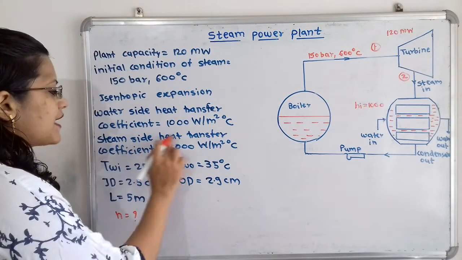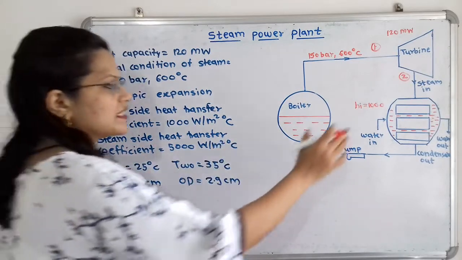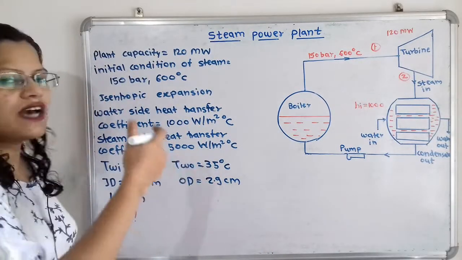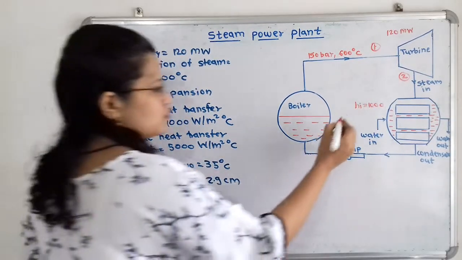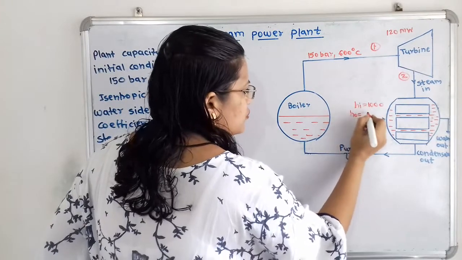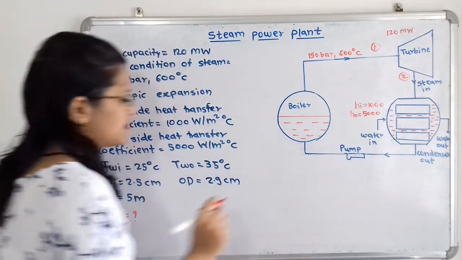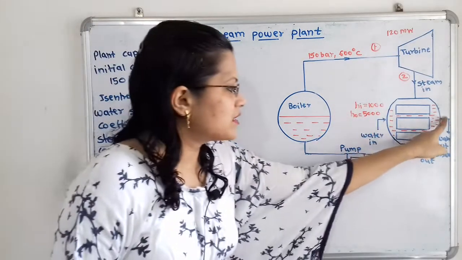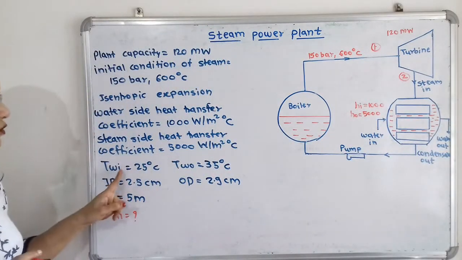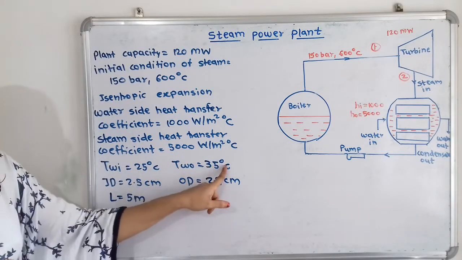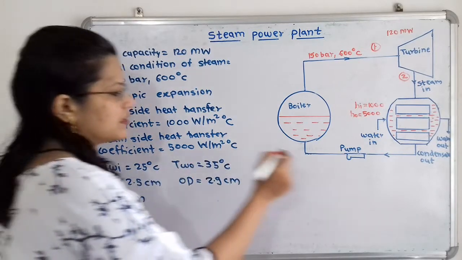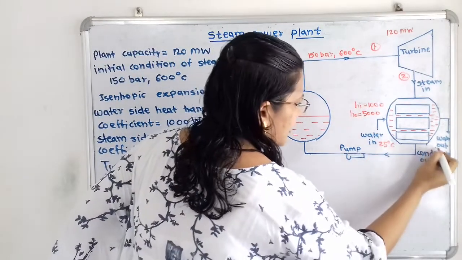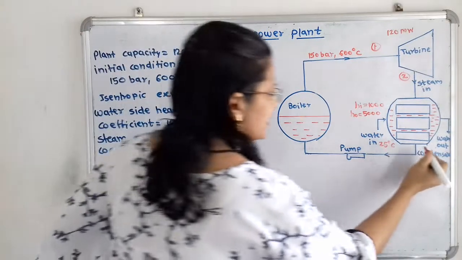And the steam side heat transfer coefficient. Steam is flowing over the tube, so this is the outside heat transfer coefficient. We will say ho. So ho is 5000 watt per meter square degree Celsius. Then the inlet water temperature and outlet water temperature are also given: Twi is 25 degrees Celsius and Two is 35 degrees Celsius. I will write here 25 degrees Celsius and here 35 degrees Celsius.